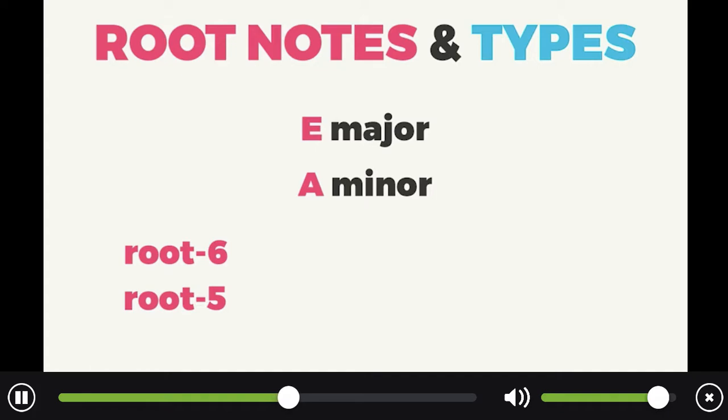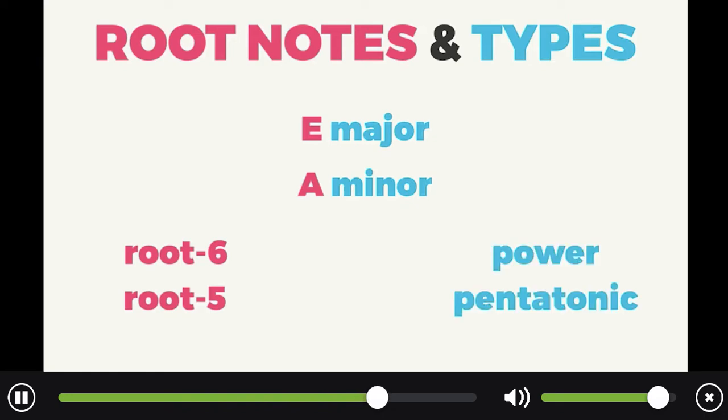Now, the second part of the name of any chord, scale, or arpeggio is the type. This is where we see words like major and minor. Each word describes a particular sound. Major things sound bright and happy. Minor things sound dark and sad. You'll come across other types too, like power chords, pentatonic scales, and much more. The names of all these types might sound intimidating, but really they're just fancy ways of describing a particular sound.